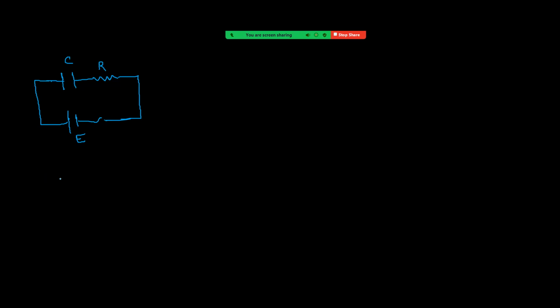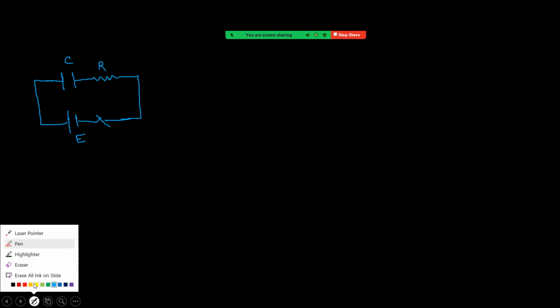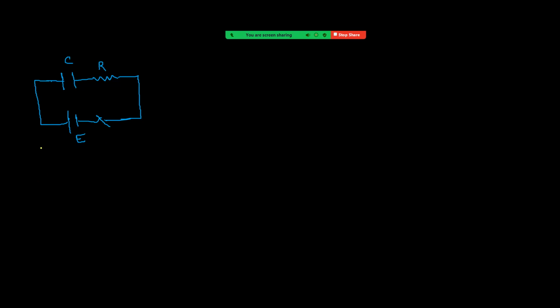Let us see how to write the equation. Once we are closing it, current starts flowing. That means charge flows in the circuit. Let us take the current as I at one instant, and the charge on the plates of the capacitor, let us take it as Q, at that instant. Now see what we can write here.